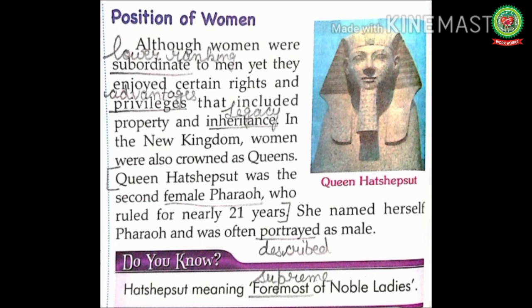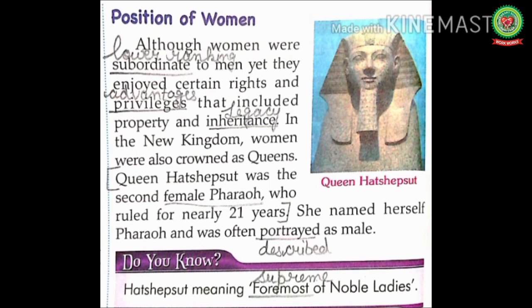Next, in the New Kingdom, women were also crowned as queens. Students, here crowned means enthroned. Queen Hatshepsut was the second female pharaoh who ruled for nearly 21 years. Students, here the question arises: who was the second female pharaoh of the Egyptian civilization? And the answer is Queen Hatshepsut. Next, she named herself pharaoh and was often portrayed as male. Here portrayed means described.